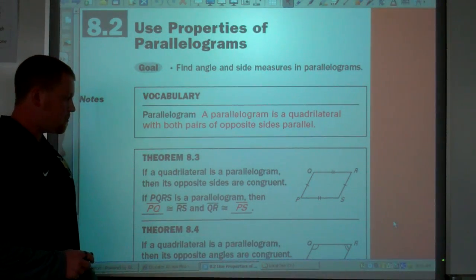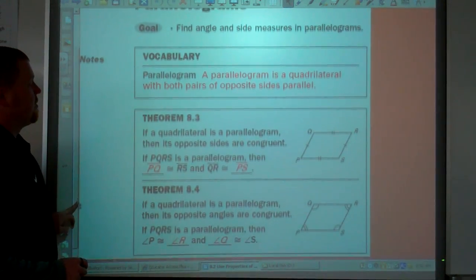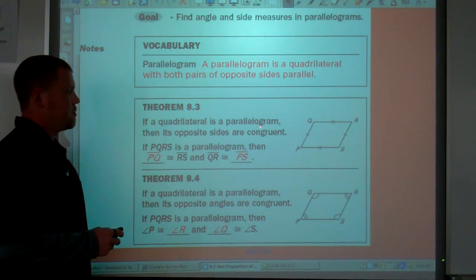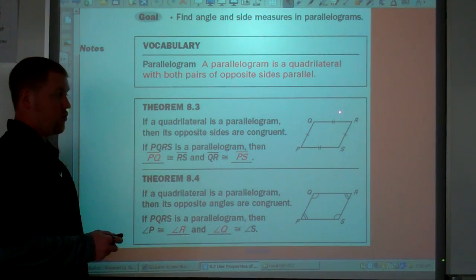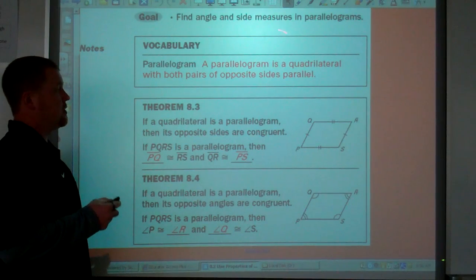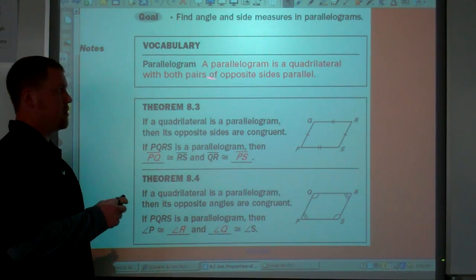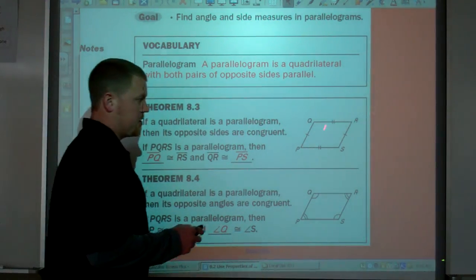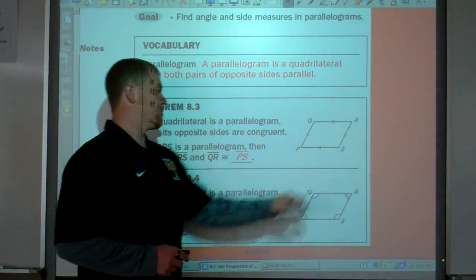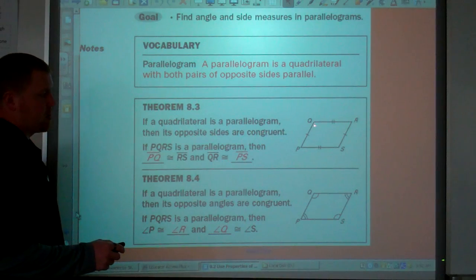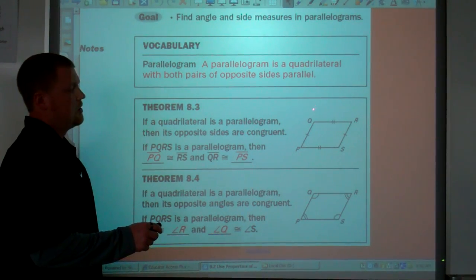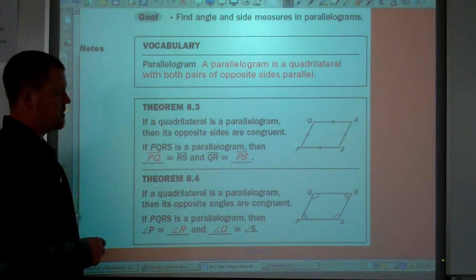Both pairs. Okay? So we have the first theorem here: if a quadrilateral is a parallelogram, then its opposite sides are congruent. The definition is that both pairs of opposite sides are parallel. Because it is a parallelogram, both pairs of opposite sides are congruent. In this case, segment QP is congruent to segment RS, and segment QR is congruent to segment PS.